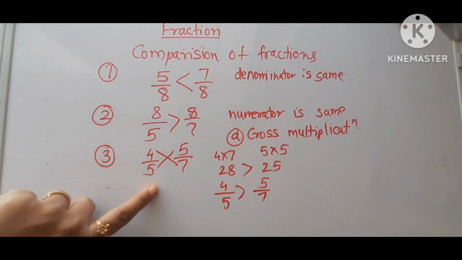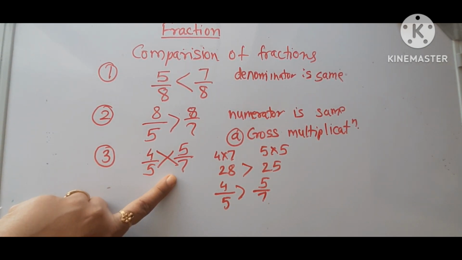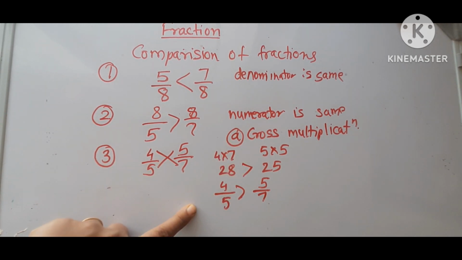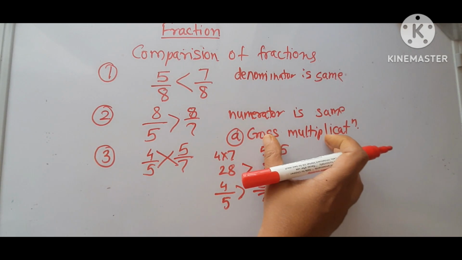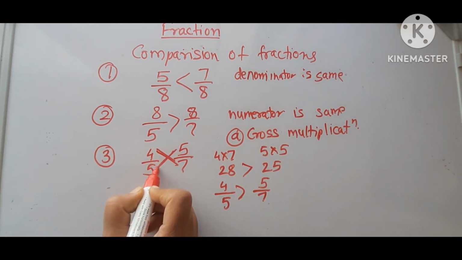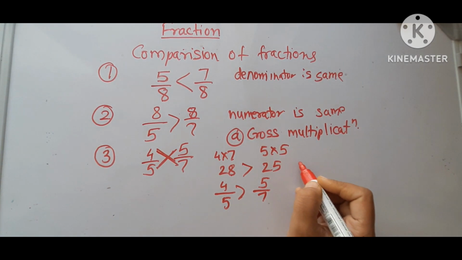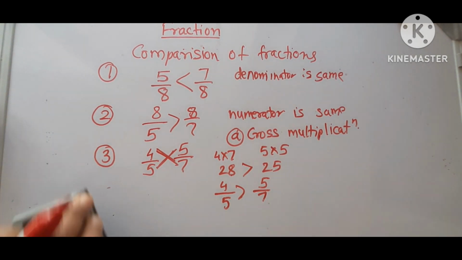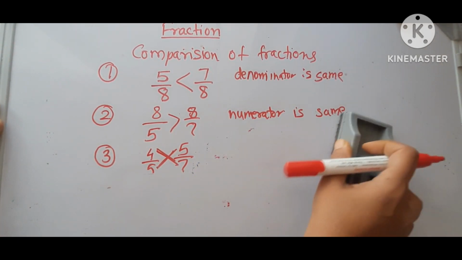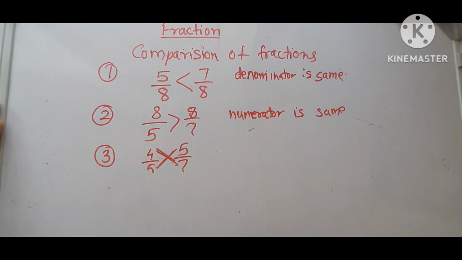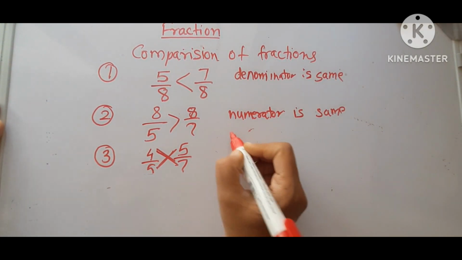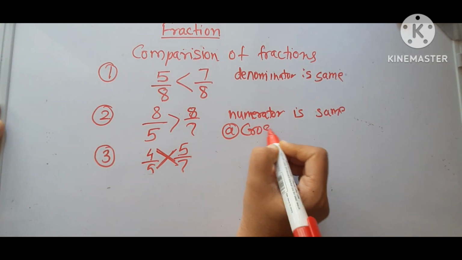5/7. So if the numerator and denominator are not the same and we need to find the comparison between the fractions, the first method by which we can find the value is cross multiplication. Cross multiply the numbers, and the larger number is greater than the smaller number. There is another method to find the comparison when the numerator and denominator are not the same. The first method which we have seen was known as cross multiplication.